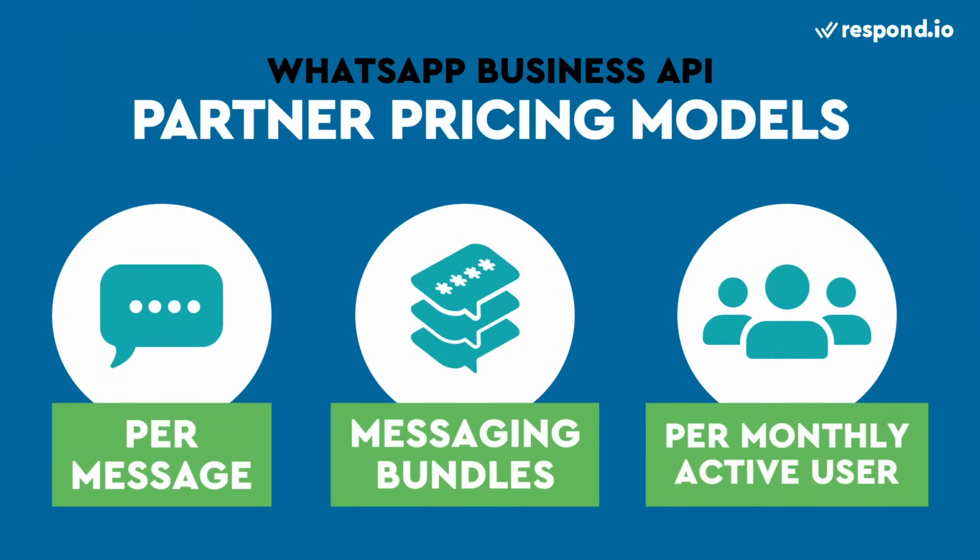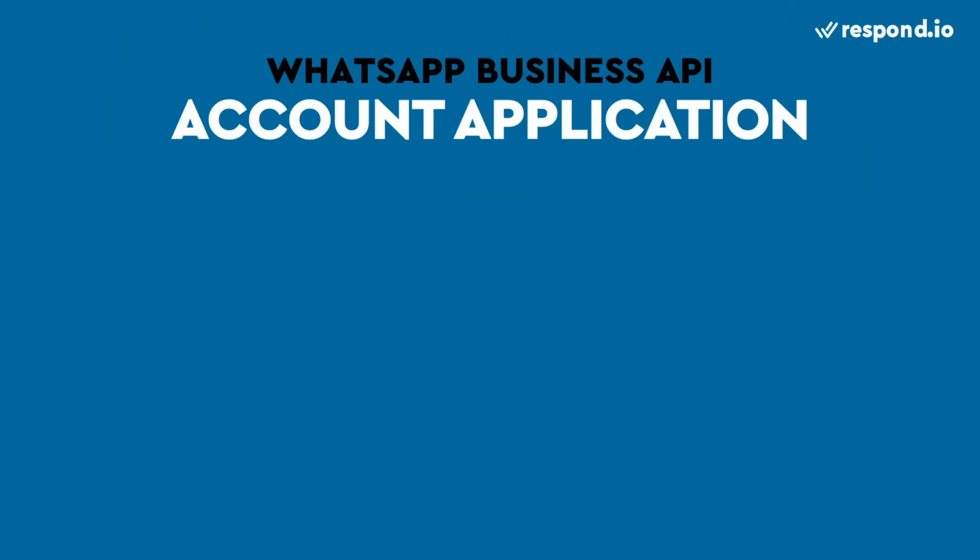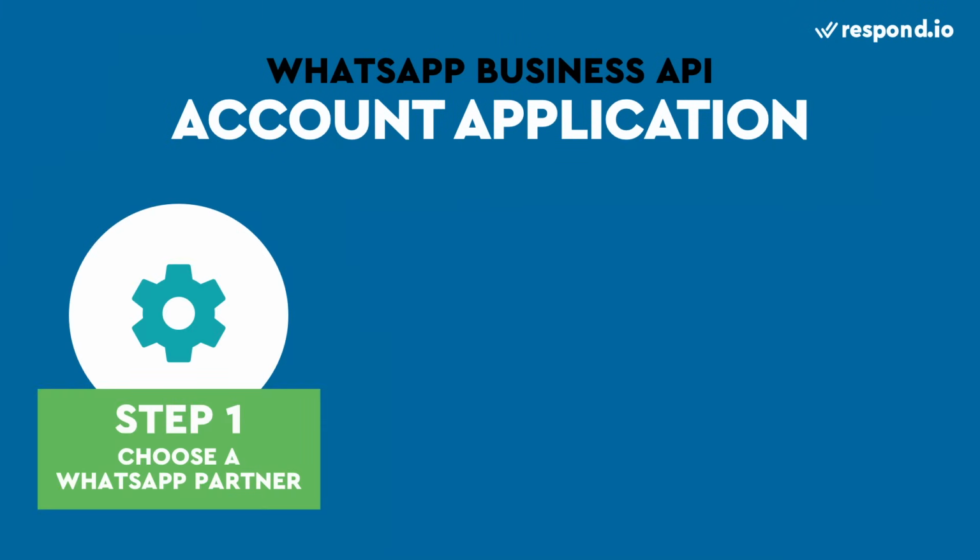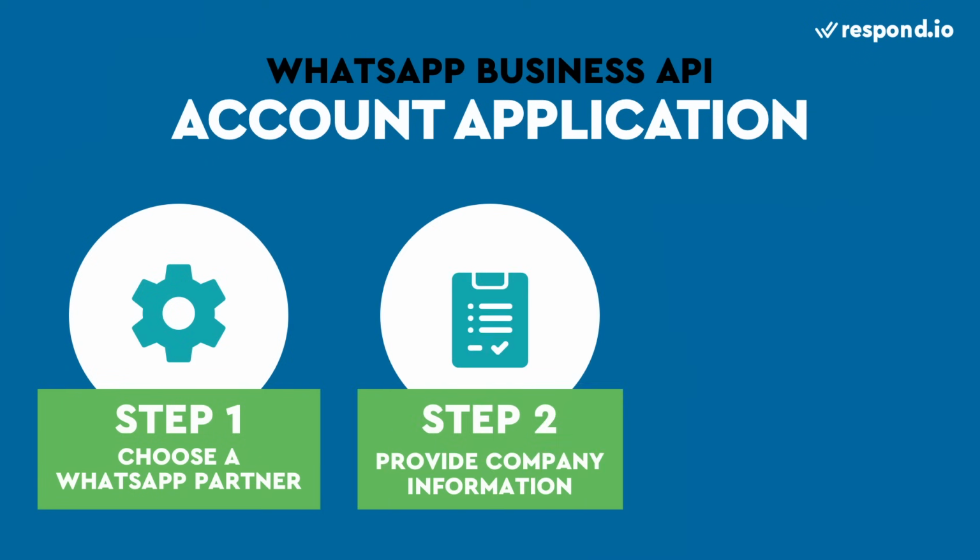Once you've chosen a partner to suit your needs, applying for an account usually has these steps. Step 1. Choose a WhatsApp partner. We have a guide on how to choose the best partner for your business needs, which will link in the description below. It'll save you time on research as we've already compared the leading WhatsApp partners all in one place. Step 2. Submit company information to WhatsApp for account approval.